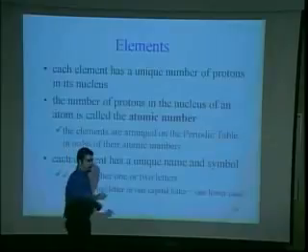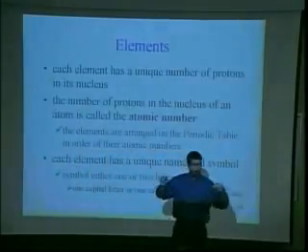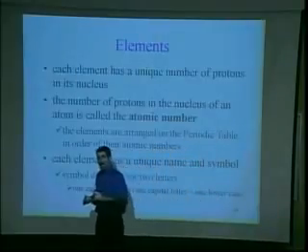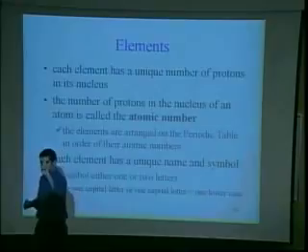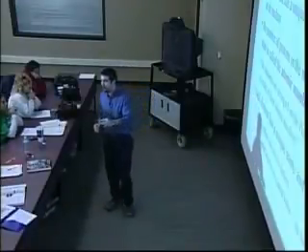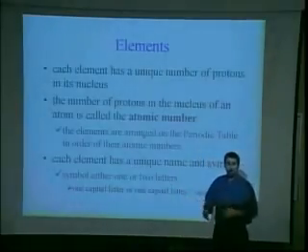Each one of those that you see has a unique number of protons in its nucleus. If you look at hydrogen, you will see, and I'll show you how to see this in the next lecture, it has 1 proton. If you look at helium, it has 2 protons. Lithium has 3 protons. Okay? Beryllium has 4 protons. Boron has 5 protons. Carbon has 6 protons. You can keep going all the way down the table.